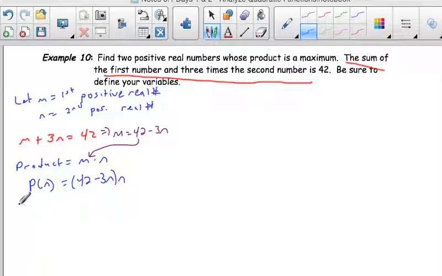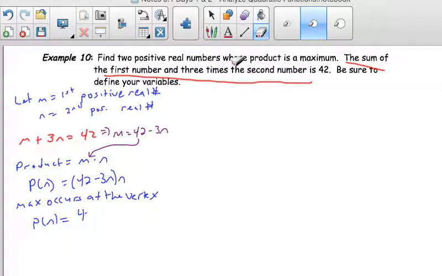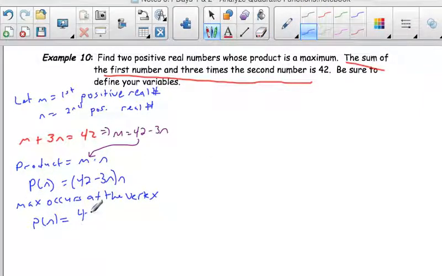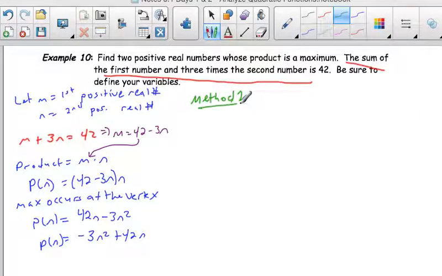It's a quadratic function, so the maximum occurs at the vertex. I can put this in general form, so P of n is going to be equal to 42n minus 3n squared, and then putting it in the proper form, negative 3n squared plus 42n is equal to P of n. And we can find the maximum in two ways. So I'm going to first find the maximum, which I'll call method 1, and I'm going to find the vertex.